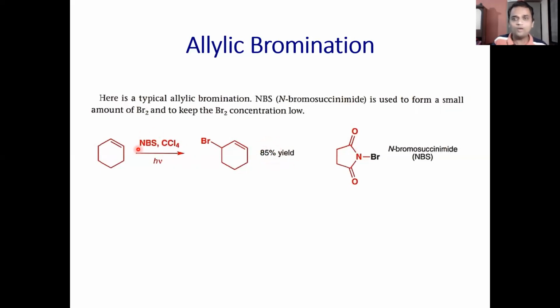Now, what is the use of NBS? That's important here. NBS is used to form a small amount of bromine. It gives a small amount of bromine and keeps the Br2 concentration low. So with the help of NBS, we can keep the concentration of bromine low. Therefore, only one position can be brominated. So that is the use of NBS: it keeps the concentration of bromine low.